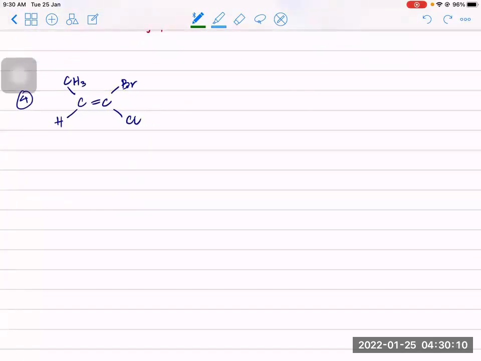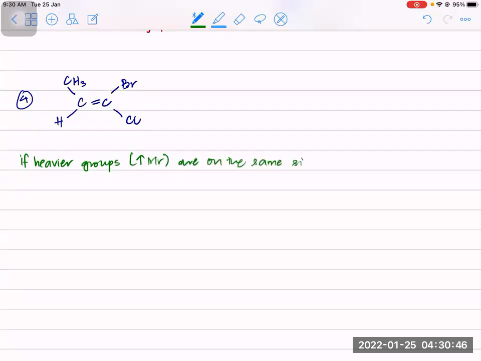In such a case where you do not have similar atoms, you pick the heavier atoms on each group. On each carbon, I mean. On this carbon, which is the heavier group, H or CH3? CH3, because it has more mass, yes? Between these two, which one is heavier, Br or Cl? Br. So if heavier groups are on the same side, what are the heavier groups? The ones with greater Mr. So if they are on the same side of the molecule, then it will be what?